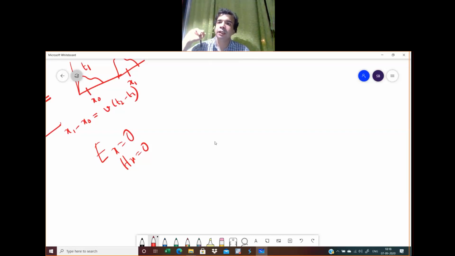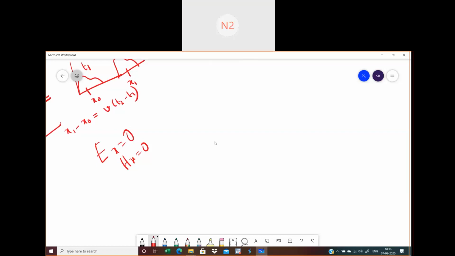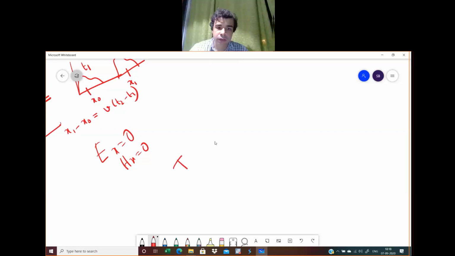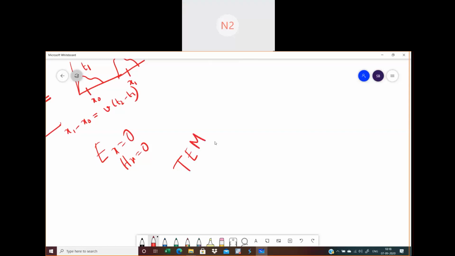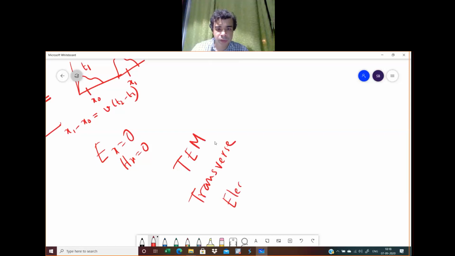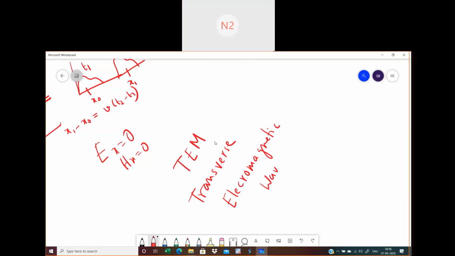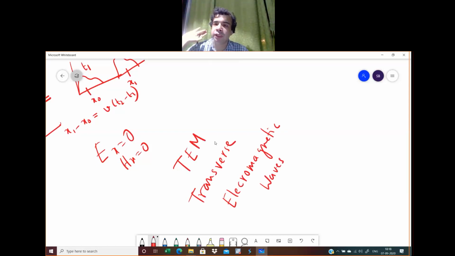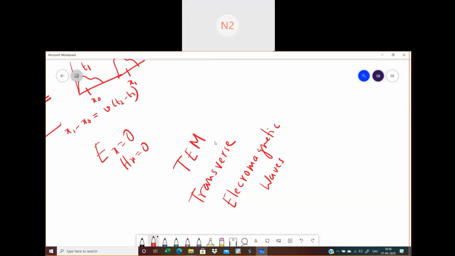That is the reason plane waves are sometimes called TEM waves. TEM stands for transverse electromagnetic. This means that in the direction of propagation of the wave, there cannot be any component of electric or magnetic field. Is this concept clear? Yes, sir. Okay.